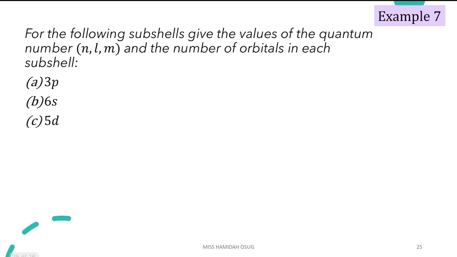Next, for example 7, for the following subshells, give the values of the quantum numbers n, L, m and the number of orbitals in each subshell.